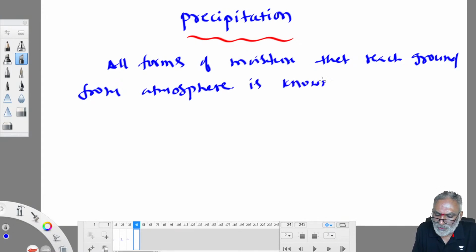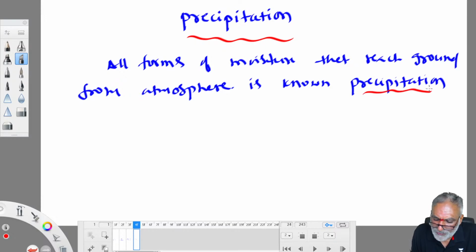So we receive this precipitation in different forms at different places. In India, we receive most of the precipitation in the form of rainfall. Elsewhere in the world, it is in the form of snowfall. See now, if you see Europe and North America, it is experiencing a severe winter storm. What is that storm? That is not rain, that is snowfall. So all forms of moisture that reach the ground from the atmosphere is known as precipitation. Precipitation is a general word. Specifically in India, whenever we talk about precipitation, by default it is rainfall.